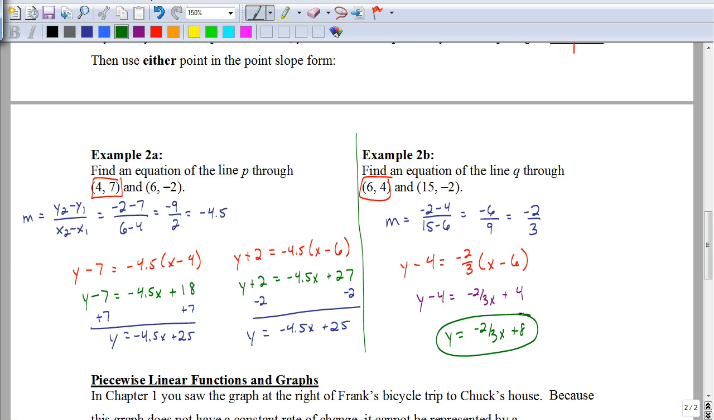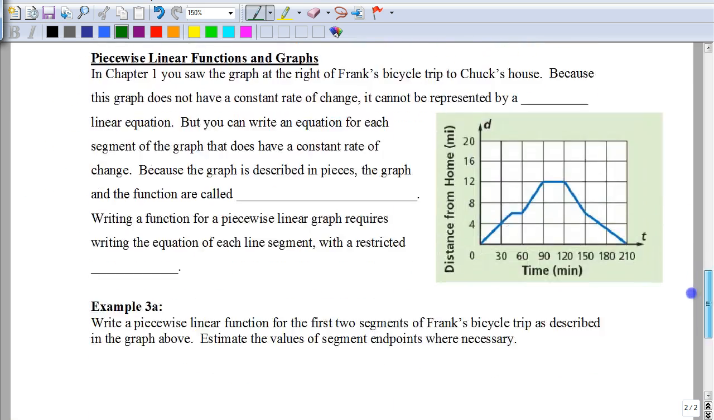Okay, so we're going to stop the video here. In the next video, we're going to talk about piecewise functions.